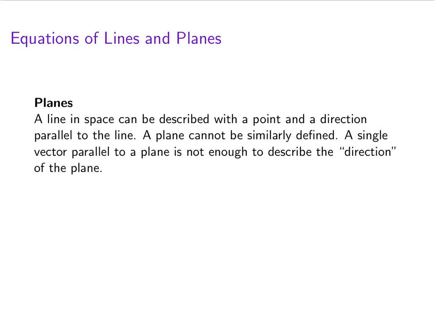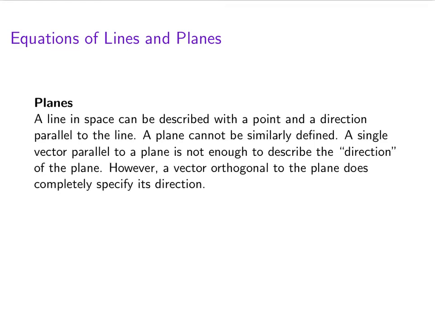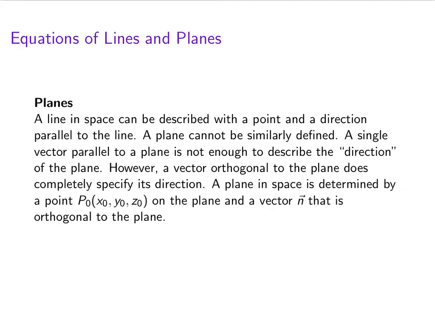So if you take a vector that's parallel to a plane, that's not enough to describe the direction of the plane. However, if we take a vector orthogonal to the plane, that does completely specify its direction. So a plane in space is determined by two things: a point, P0, on the plane, and a vector n that is orthogonal to the plane. So this orthogonal vector n is called a normal vector.